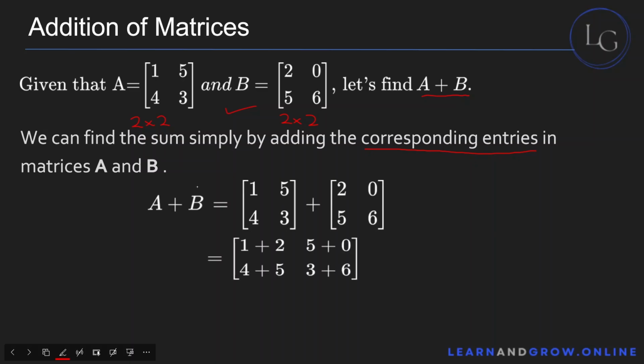So, see here. The corresponding entry of 1 here is 2. The corresponding entry of 5 is 0. And as you can see in the resultant matrix, it's 1 plus 2 and 5 plus 0, 4 plus 5, and 3 plus 6. And this is the resultant matrix.